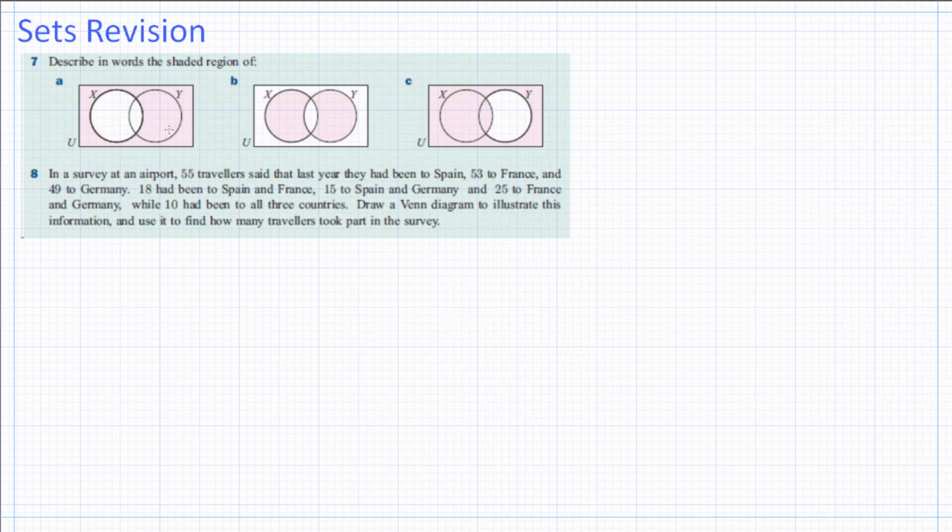Therefore, the shaded region is basically everything which is not in X, and we call that the complement of X. We have been using X prime, so 7a here, it would be the complement of X, which basically means everything which is not inside of our set X.